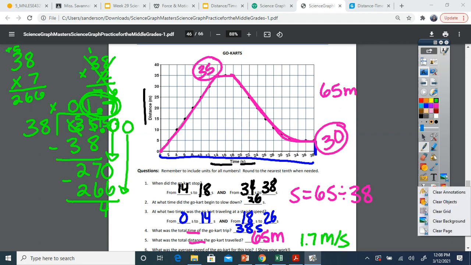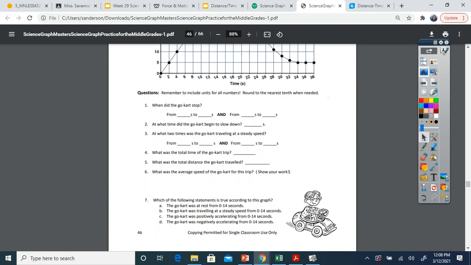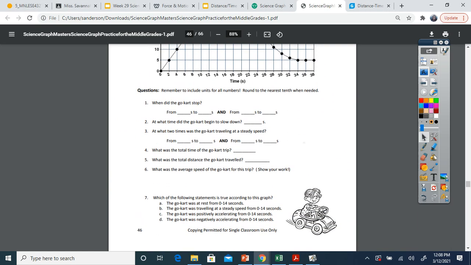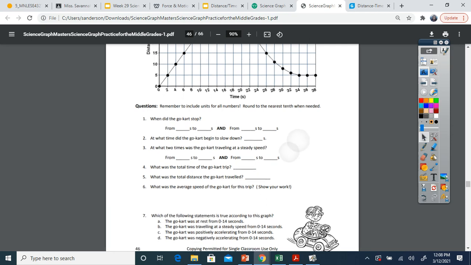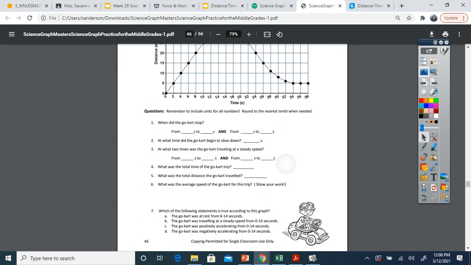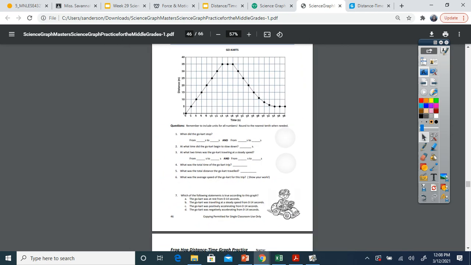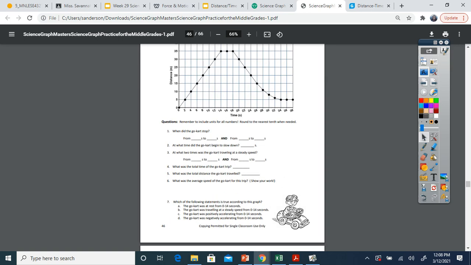All right, I'm going to clear this. Number 7 says, which of the following statements is true according to this graph? Let me zoom out so we can see the graph. A says the go-kart was at rest from 0 to 14 seconds. No, that's not the case, because from 0 to 14 seconds, it had gone 35 meters in 14 seconds. So it was definitely moving. So that one's definitely not the correct answer.